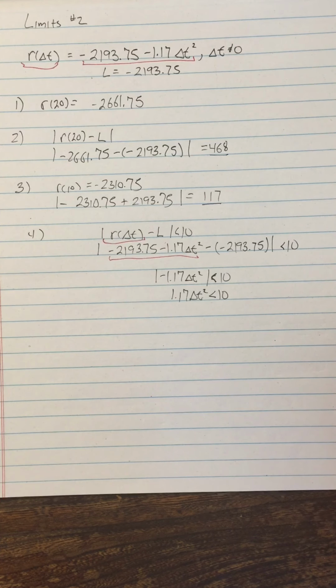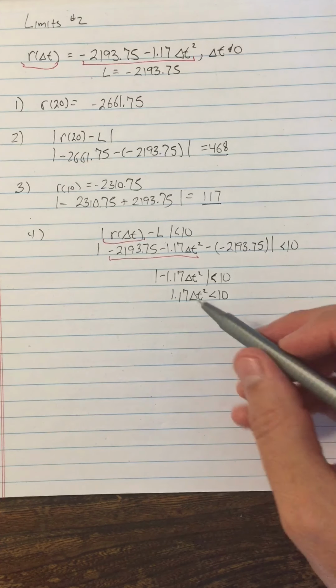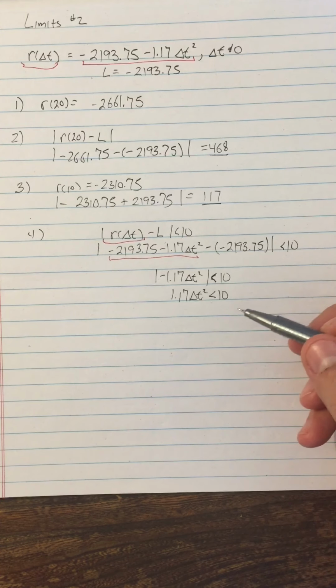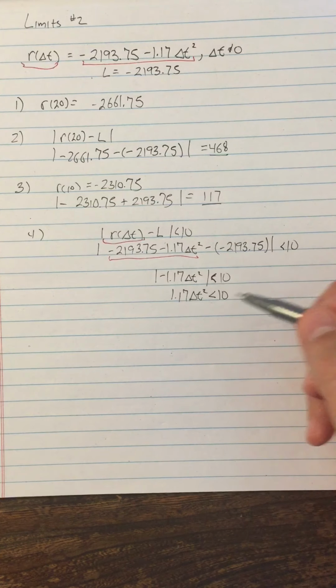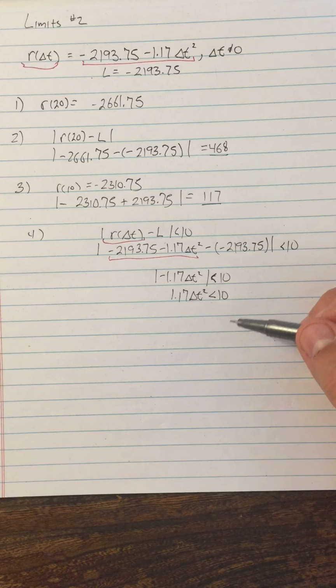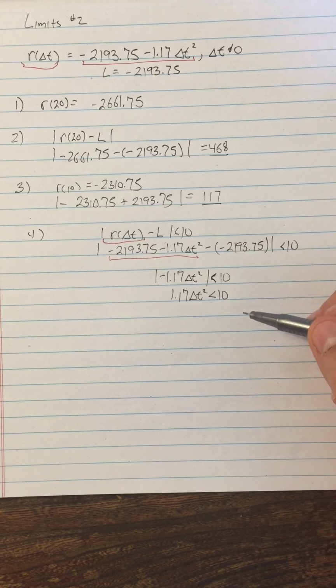All right, so now the trick is to solve this inequality. It's tempting to just take the square root of both sides. That is incorrect. In this case, as you'll see later, if you divide by 1.17 and square root both sides, you will get the correct answer. But that's only because this particular function is a nice quadratic with the vertex centered at delta t equals 0. If it weren't, then that technique would not work.